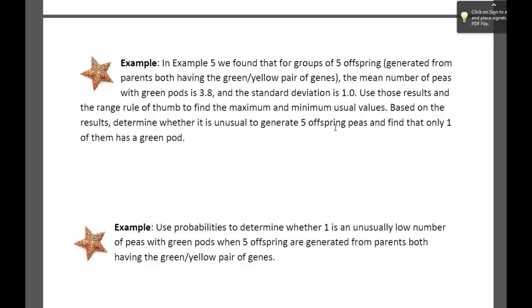In example 5, we found that for groups of 5 offspring generated from parents both having the green-yellow pair of genes, the mean number of P's with green pods is 3.8 and the standard deviation is 1. Use those results in the range rule of thumb to find the maximum and minimum usual values. Based on the results, determine whether it is unusual to generate 5 offspring P's and find that only one of them has a green pod.